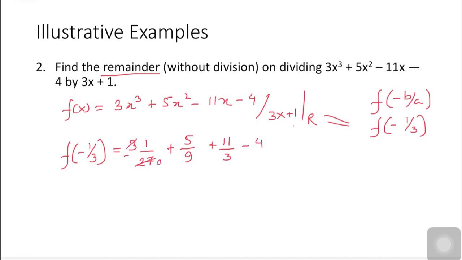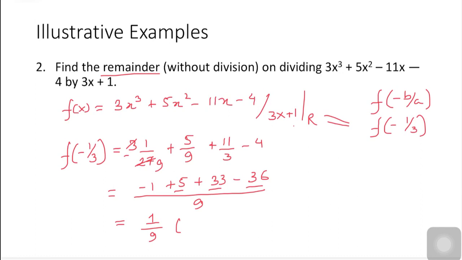So here 3 and 9, then we'll take the denominator as 9. So here we get a minus 1. Here we get plus 5, plus we get 11 times 3 is 33, minus 9 times 4, that is 36. So 33 plus 5 is 38, minus 36, minus 1, 37. 38 minus 37, that is 1. So it's coming to 1 over 9. So the final answer is 1 over 9.